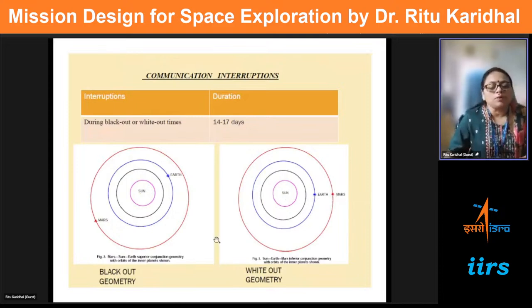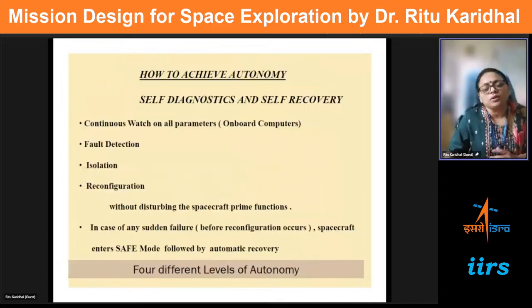So during these times, because of round trip time or whiteout or blackout, we cannot have micromanagement. So we have to have autonomy. For the Mars Orbiter Mission, for the first time, we had this autonomy built up.